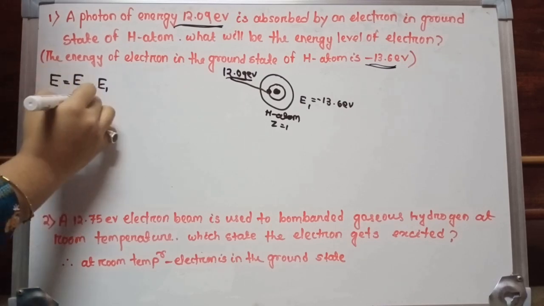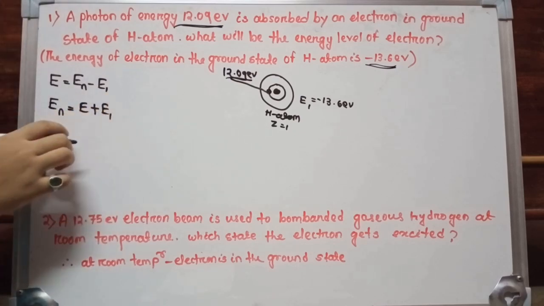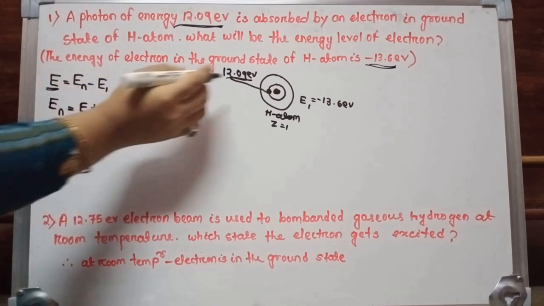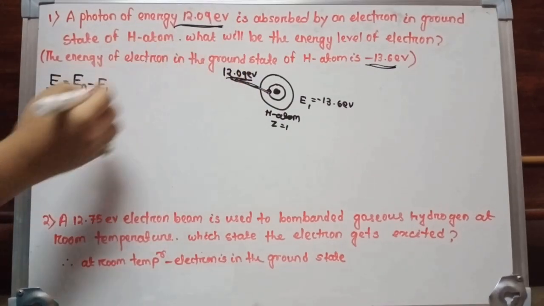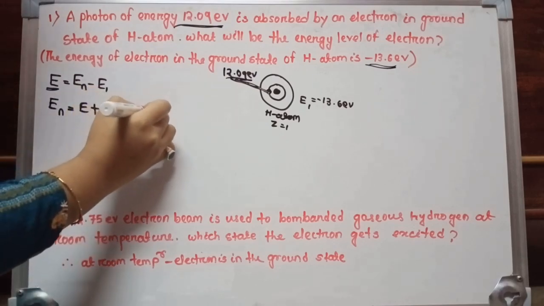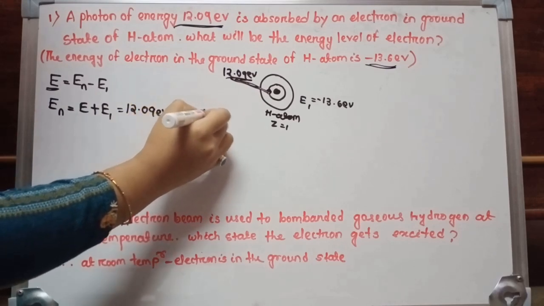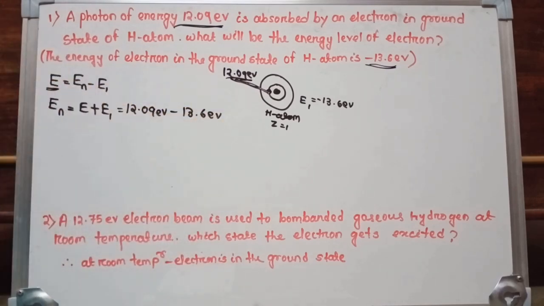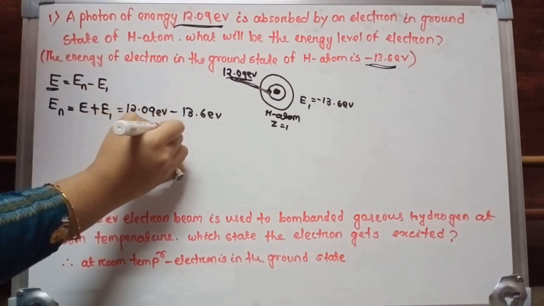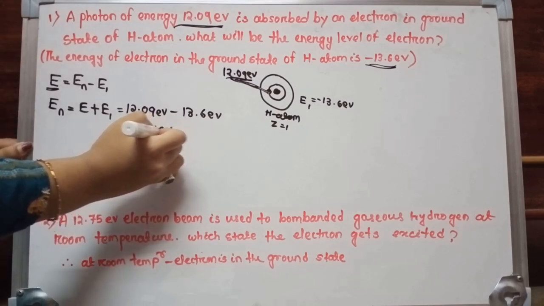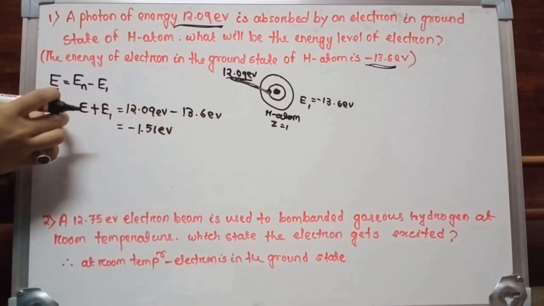Then what is En? En equals E plus E1. E is the amount of energy absorbed by the electron. So E is 12.09 electron volt, and E1 is minus 13.6 electron volt. Then what is the answer? That is minus 1.51 electron volt. That means this is equal to En.